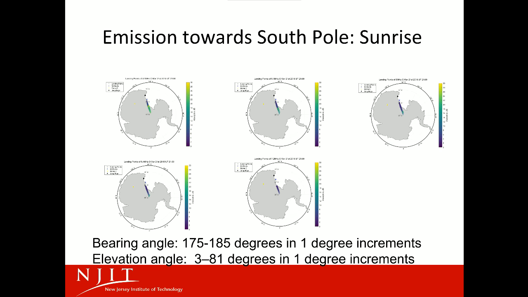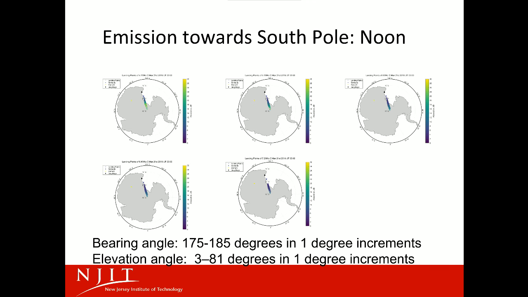In order to compare with the actual experiment result from the receiver located at the South Pole, we narrowed down the bearing angle to 175 degrees to 185 degrees with an increment of 1 degree. In this simulation, the bearing angle of 180 degrees points directly towards the South Pole. This slide shows the landing points at local sunrise.